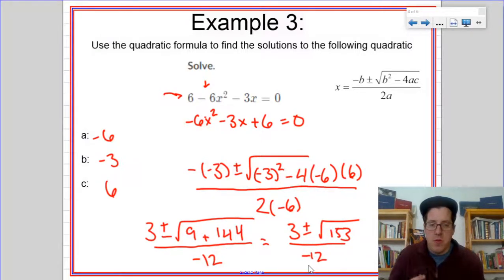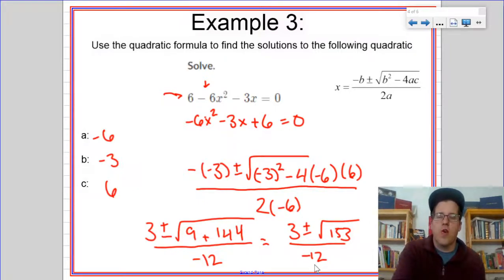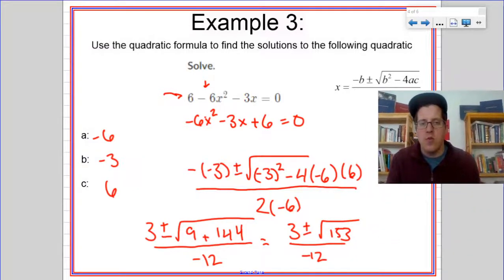Now, that's actually pretty much what Khan Academy wants from you. If you wanted to figure out what that was, here was what you would do. You would have to go into your calculator because you don't know the square root of 153 off the top of your head. So you'd go into your calculator and you would figure out that the square root of 153 is about 12.36.